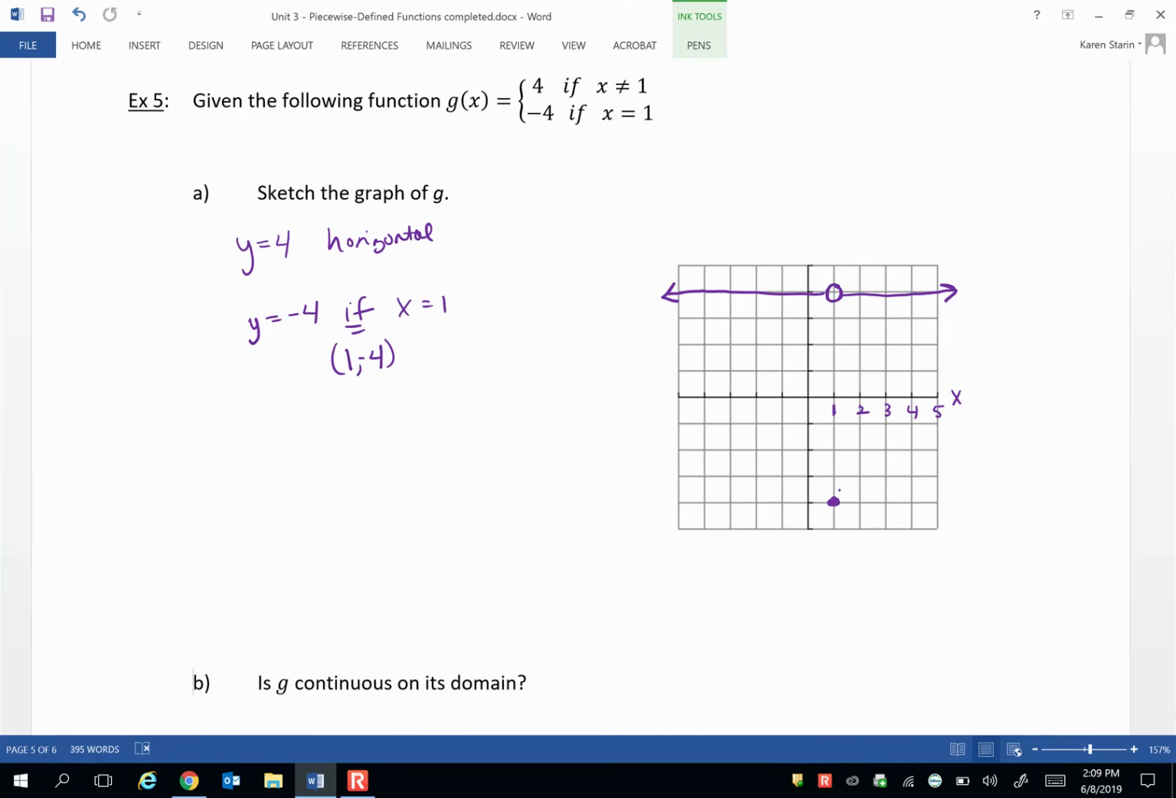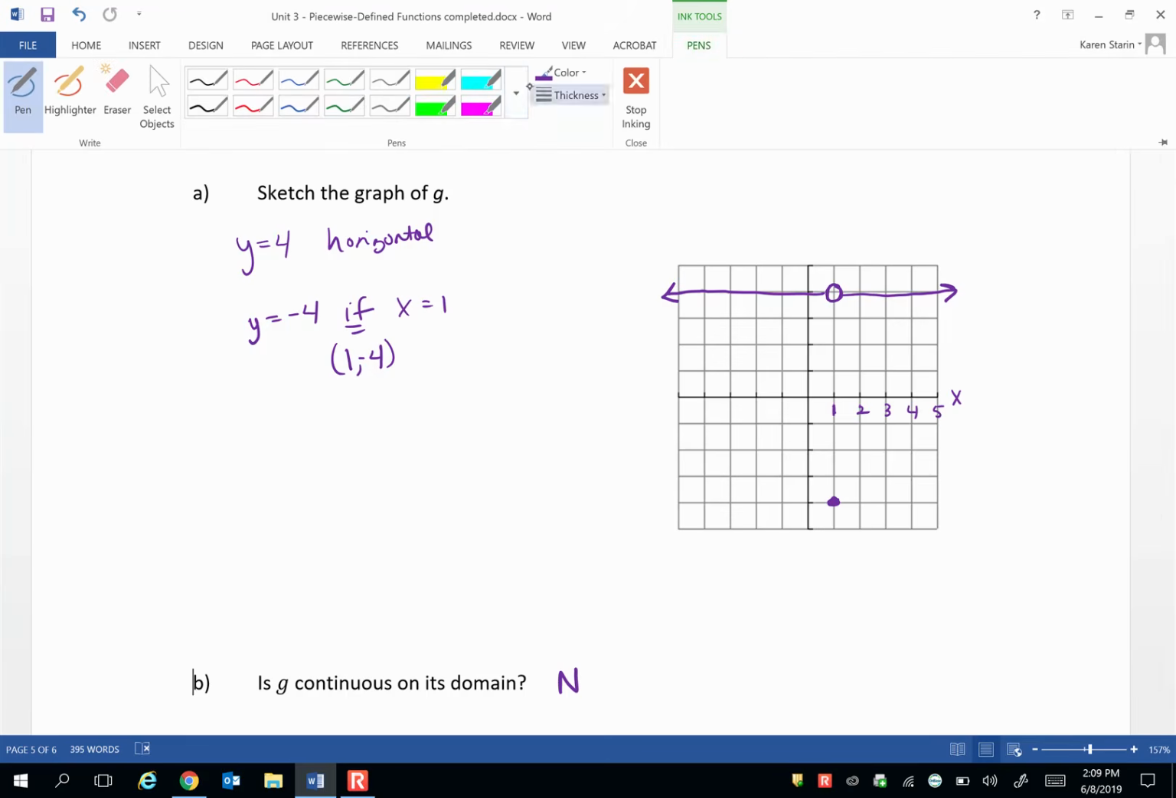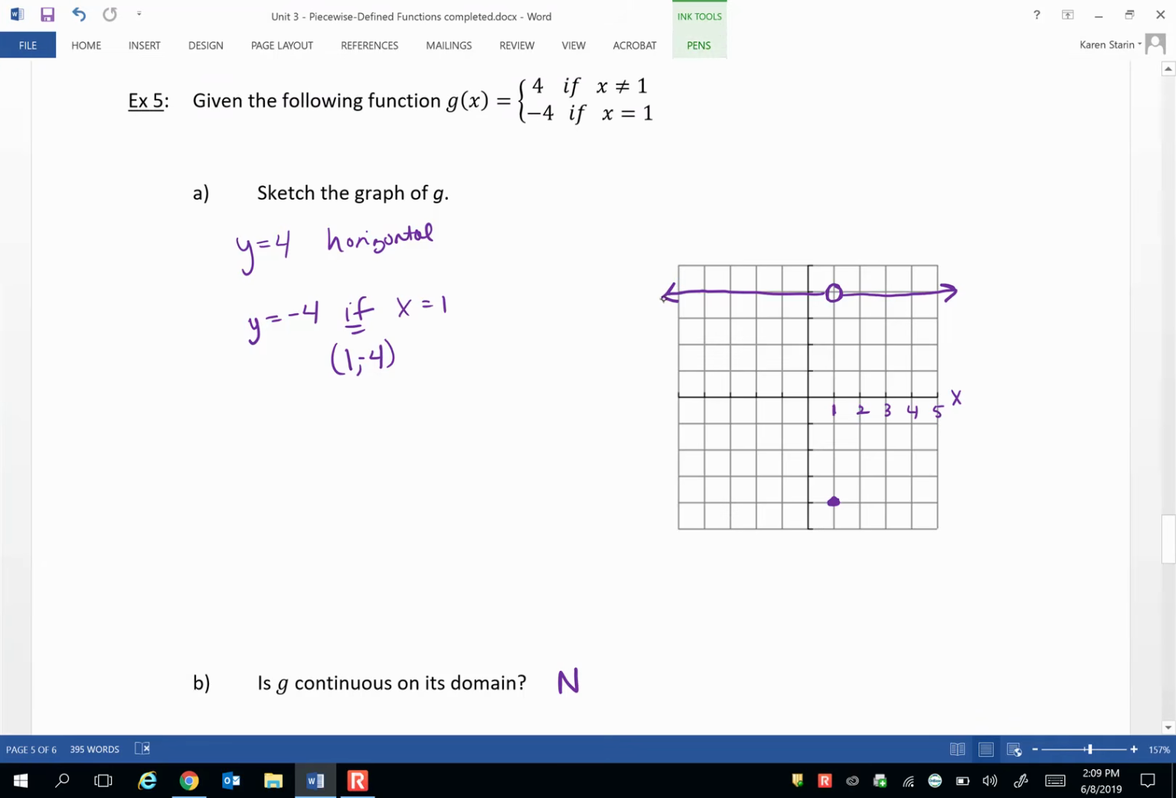So is g continuous on its domain? Well, absolutely not. So no, because if I were to trace this graph, then I would start from values negative infinity in x, and I would go along on the constant function. But when I got to the value x equals 1, I'd have to jump down and fill in this point down here at (1, negative 4). Then I'd have to jump back up and trace at the value y equals 4 again. So g is not continuous on its domain.